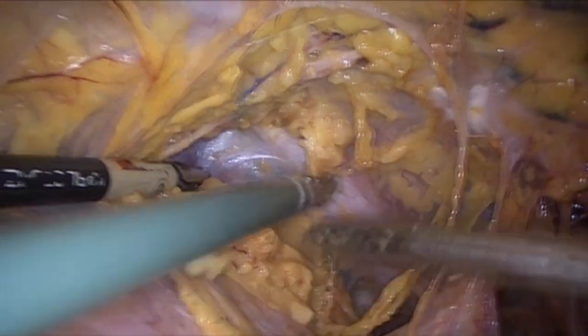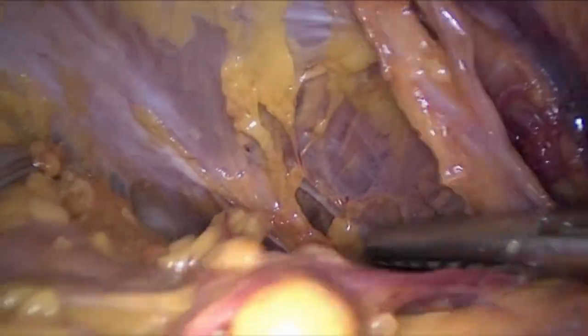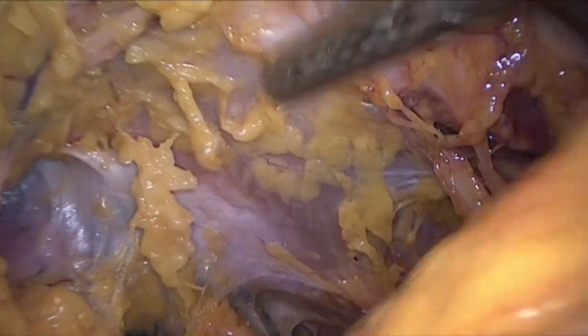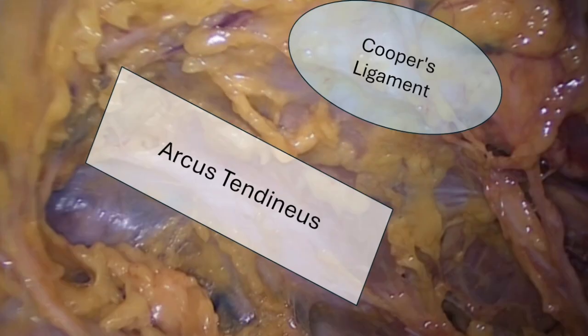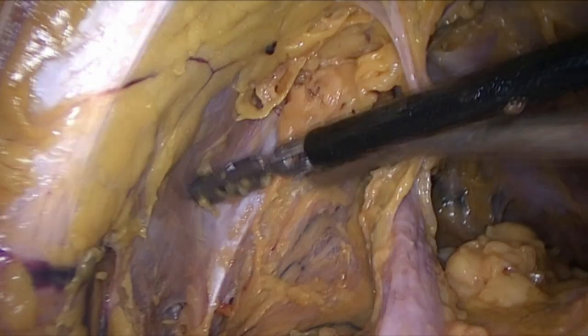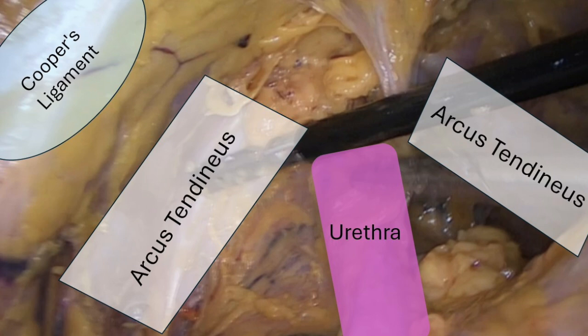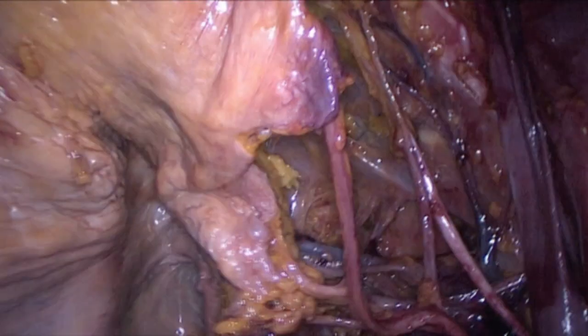If we continue with blunt dissection, we can see the white fascial line, which is the arcus tendineus, medial to the obturator internus. This runs from the pubis to the ischial spine. This dissection is performed on the opposing side, which exposes the urethra as well. Here we can appreciate the insertion of the urethra into the bladder and arcus tendineus bilaterally. In this image, we can see the insertion of the ureter into the bladder as well.